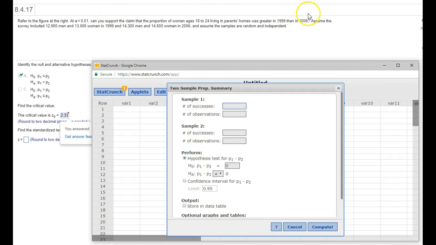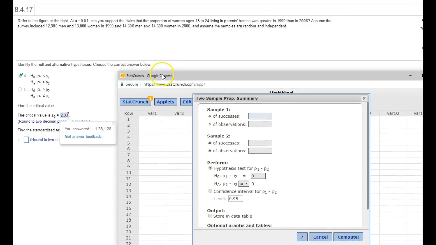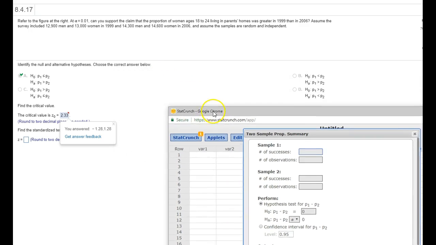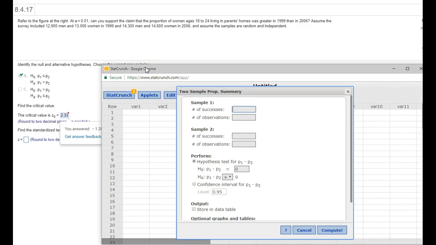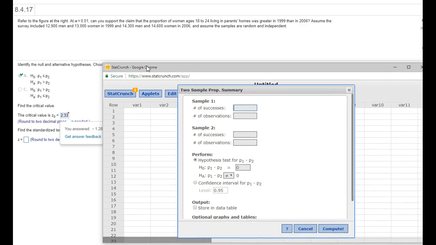Let's see here. Assume that the survey included... okay, actually, I'm not even sure what this question's talking about. Let me see here. Okay, referred, blah, blah, blah. You can support the claim that the proportion of women aged 18 to 24 living in their parents' home was greater in 1999 than 2006. Okay, yeah.